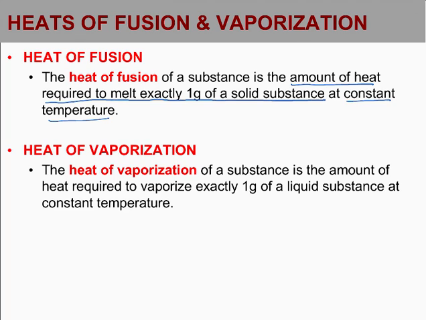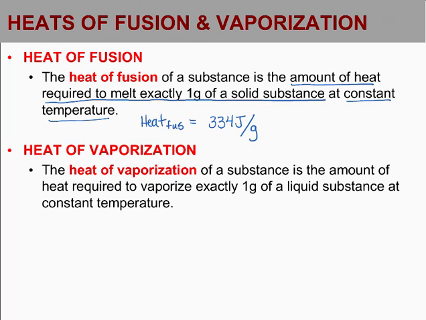So for instance, let's say that we're melting ice. So the heat of fusion is equal to 334 joules for every gram of ice. So if we wanted to melt 1 gram of ice, we would need 334 joules of energy or heat in order to do that. So that's another useful conversion factor we can use.